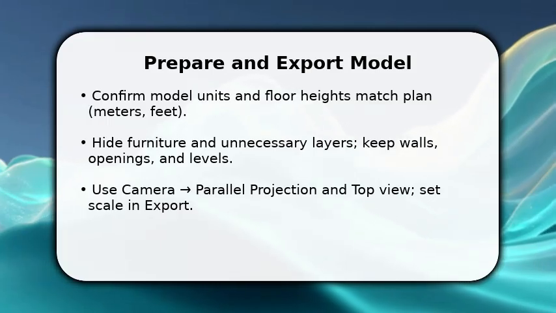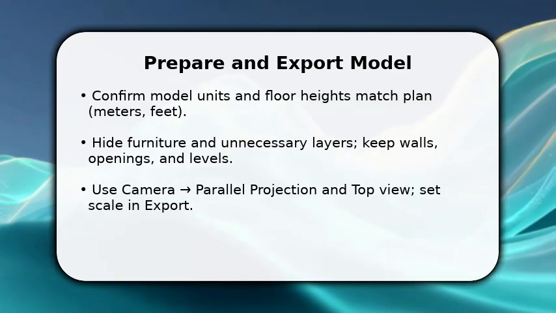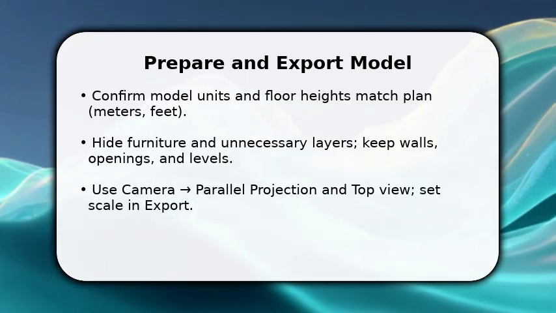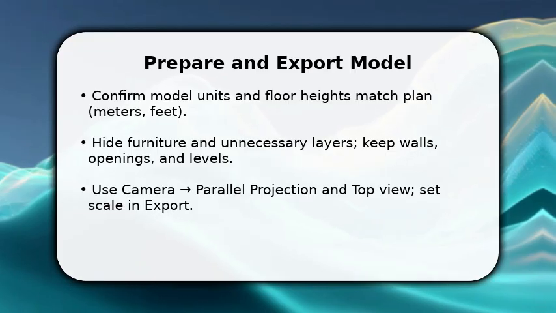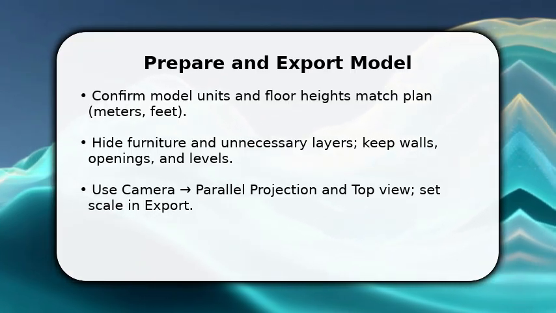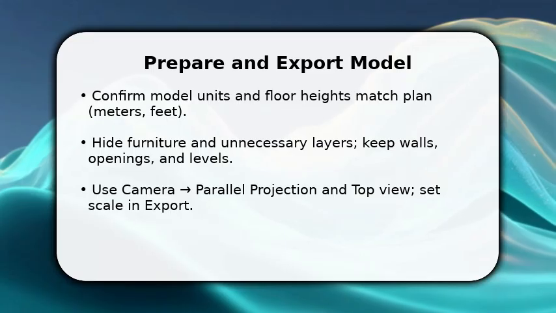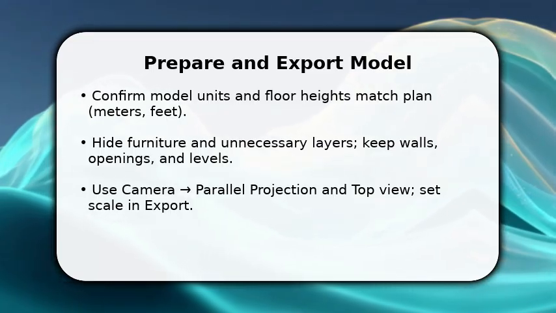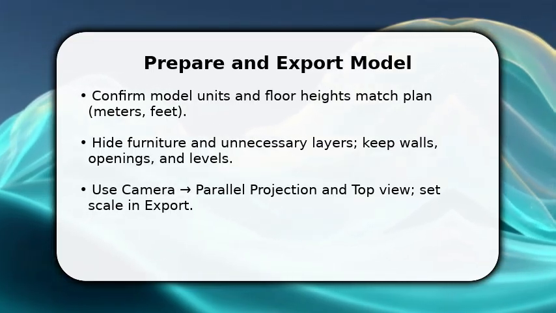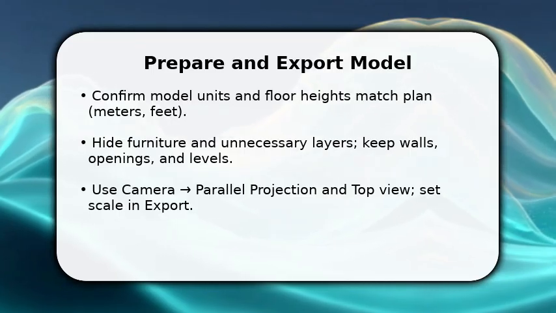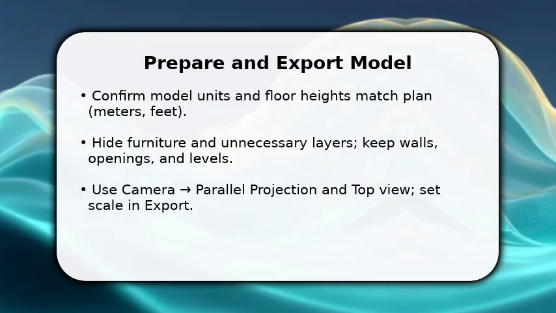You start by checking units and layer visibility so the floor plan exports cleanly. Switch to parallel projection and top view to get an orthographic plan. This prevents perspective distortion. Once done, hide furniture and non-structural groups. You only need walls, windows, doors, and level lines. Make sure floor heights and group origins are correct.